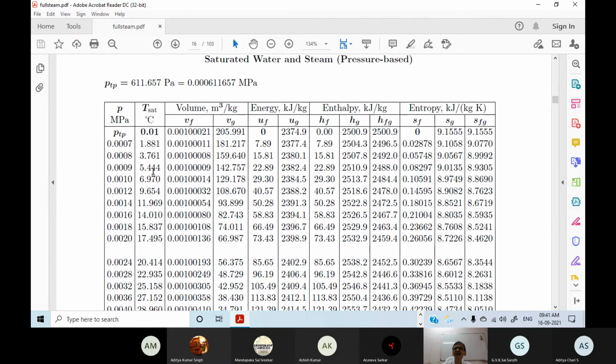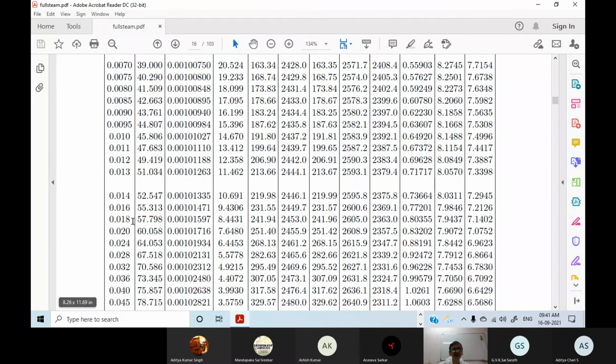So then if we want SF, what we do, we take the average of this value and this value. Sorry, this is 0.015. So we take the average of this value and this value. Similarly for SFG, we take the average of this value and this value.